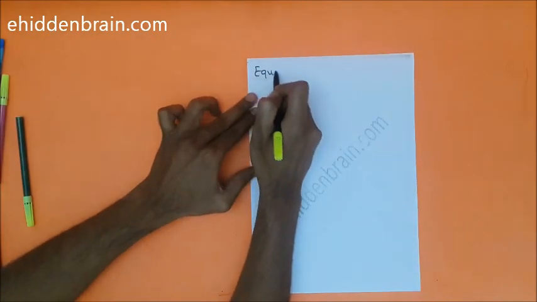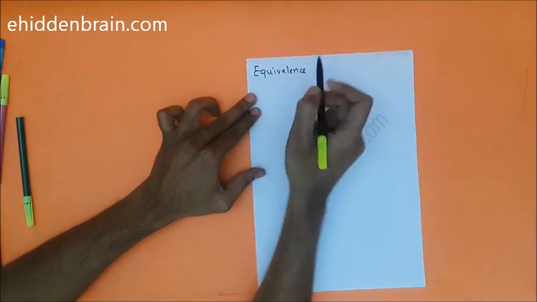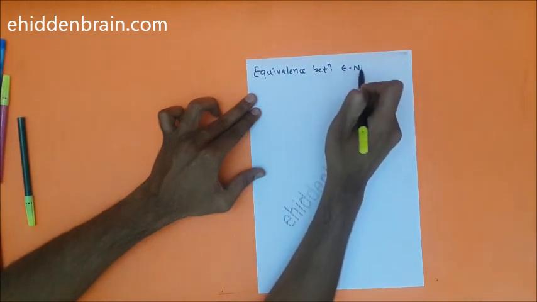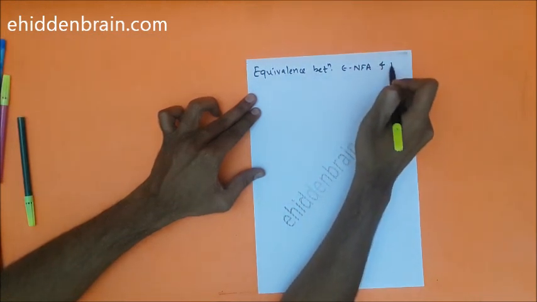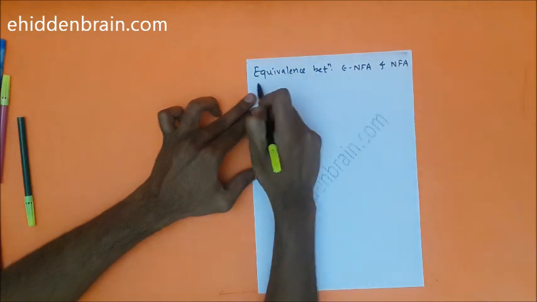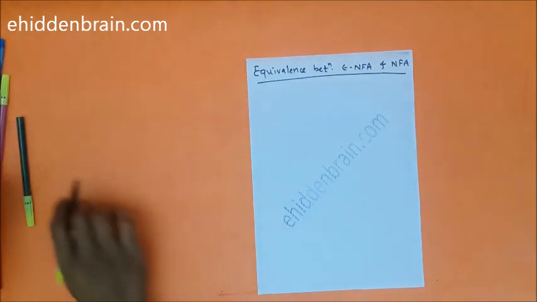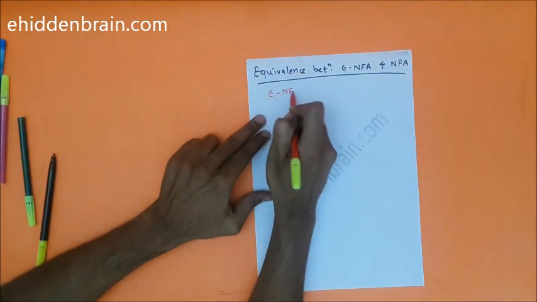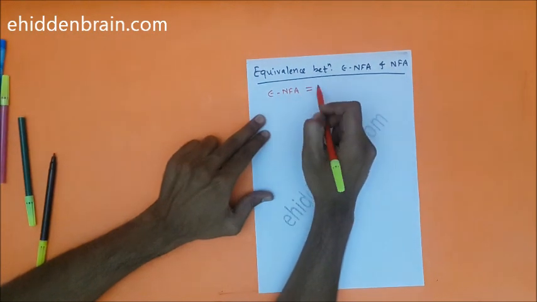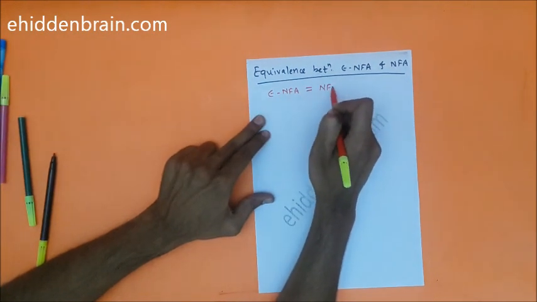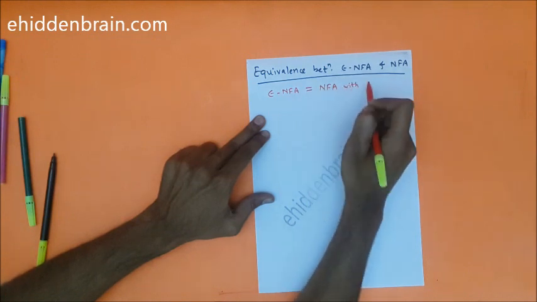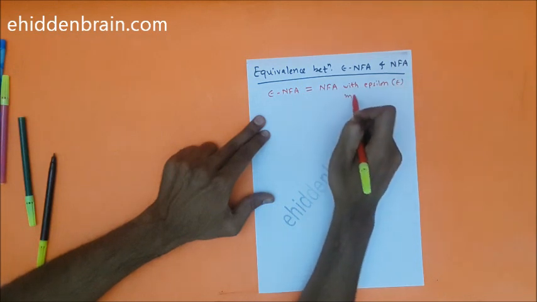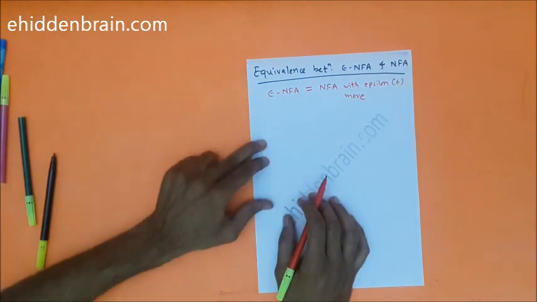So the topic is equivalence between epsilon-NFA and NFA. Now what is epsilon-NFA? Epsilon-NFA is called NFA with epsilon moves. So NFA with epsilon moves is another name for epsilon-NFA.